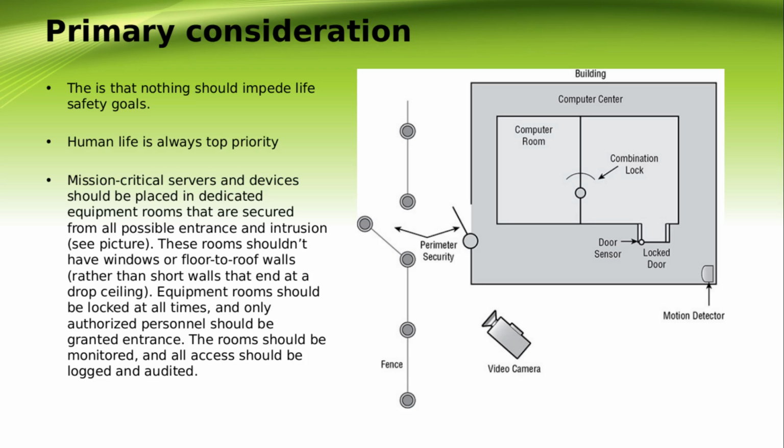Primary considerations: nothing should impede life safety goals. Human life is always the top priority. Mission critical servers and devices should be placed in dedicated equipment rooms that are secured from all possible entrances and intrusions. You can see on the right side a very simple picture that gives you a clear idea about this. This room shouldn't have windows or floor-to-roof walls. Equipment rooms should be locked at all times and only authorized personnel should be granted entrance. The room should be monitored and all access should be logged and audited.